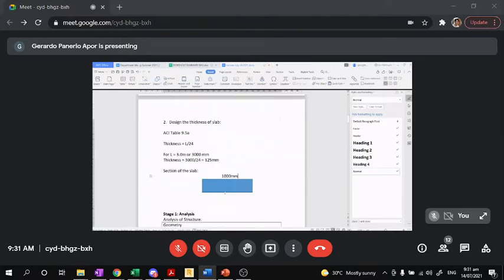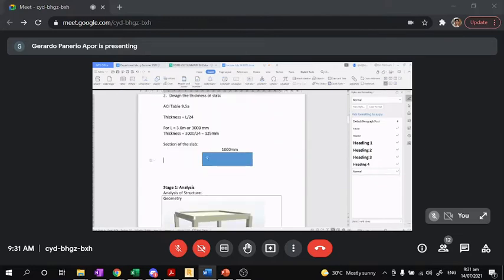Then the thickness is this one. The thickness is 125. Then there's a concrete cover, so I'll put a concrete cover or steel cover. I will say 25 mm. So that's 1 inch, no?